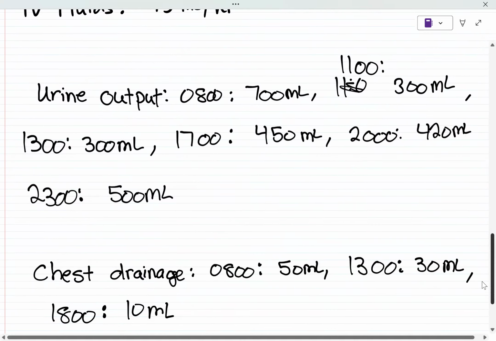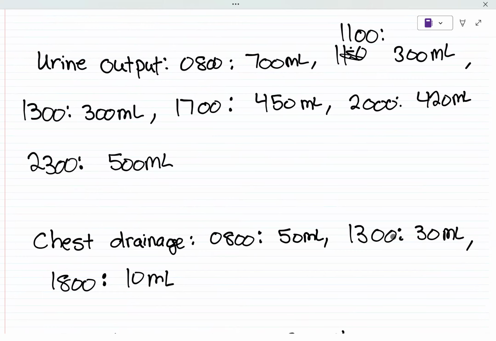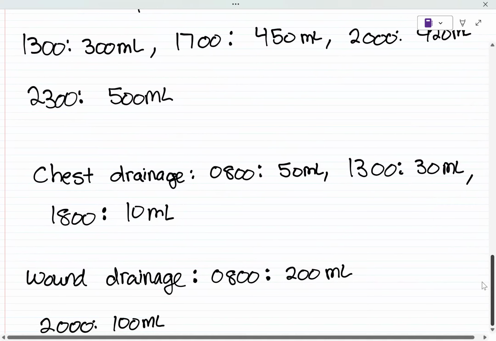And then for chest drainage, at 800, there's 50 milliliters. At 1300, there's 30 milliliters. And then 1800, there's 10 milliliters. And then you have the wound drainage: at 800, there's 200 milliliters, and then at 2000, there's 100 milliliters.